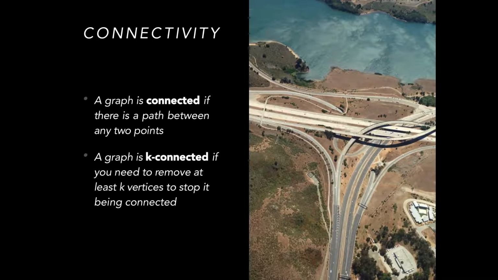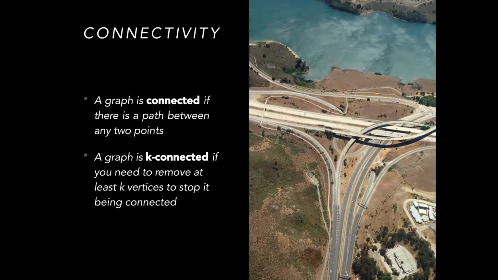A graph is connected if there is a path between any two points. That is, there's not two separate bits, one over here and one over here. And that's a kind of useful concept to know because we want to be able to get from one place to any other on our imaginary railway system.